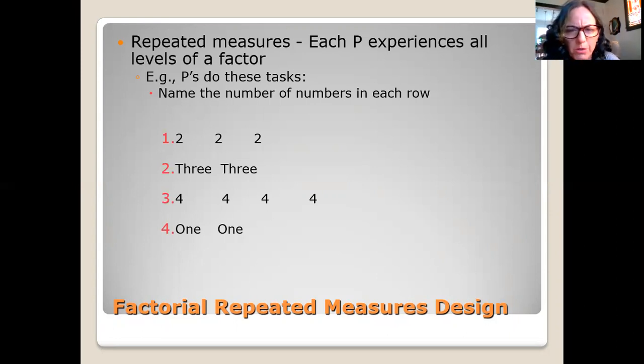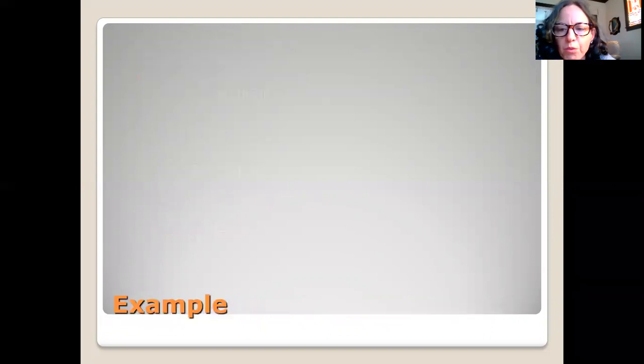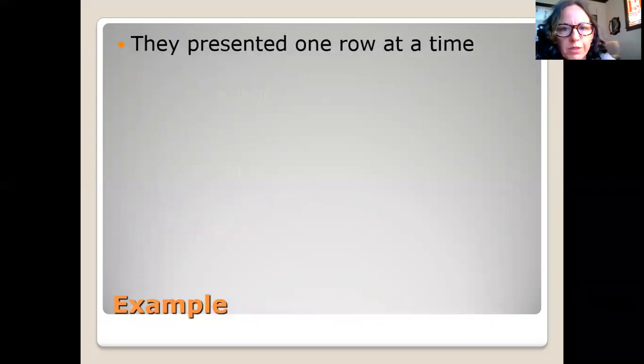So you can kind of see what's going on. Sometimes there's interference. So for example, in number 2, you can see the interference there. The word is telling you 3, but there are only 2 numbers there, so it's easy to get it wrong. And this was a timed task, so they had the interference, and then they also had another factor, which was displaying as digits versus displaying as a written word. Okay, so let's look at this example.